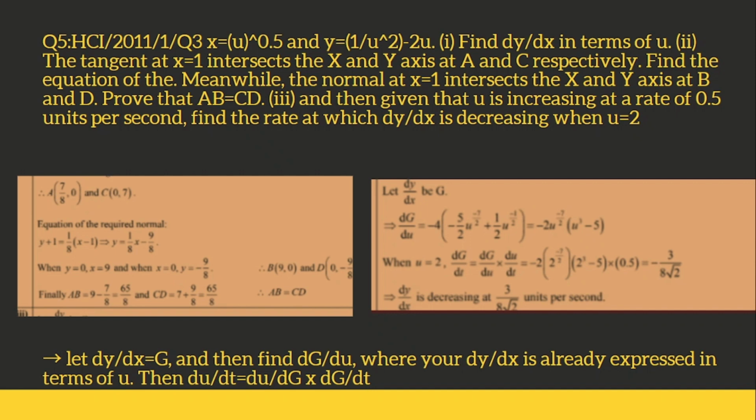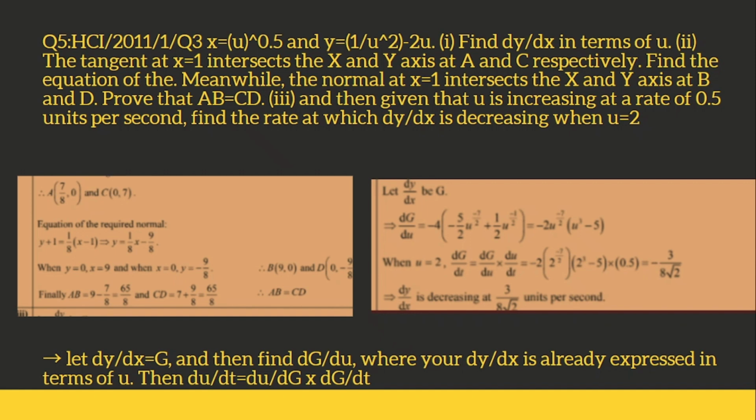Then dg over dt, or in other words, your dg over dt is just your dg over du times du over dt, equal to minus 2 times 2 to the power minus 7 over 2 times 2 cubed minus 5 times 0.5, equal to minus 3 over 8 square root 2. So therefore it's decreasing, and it's decreasing at 3 over 8 square root 2. Remember not to write the negative sign in your last part of the answer.